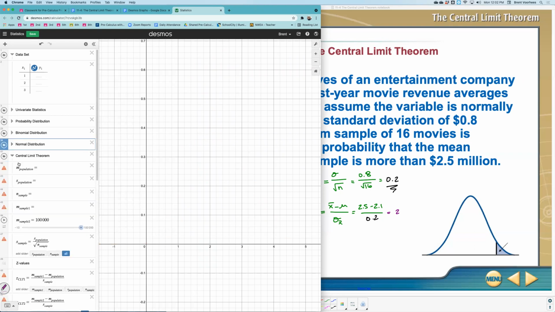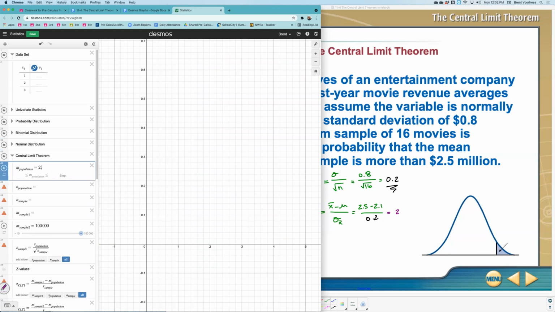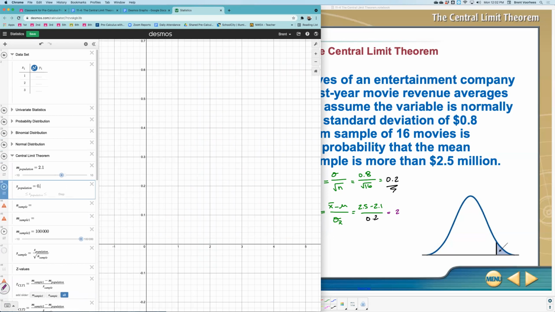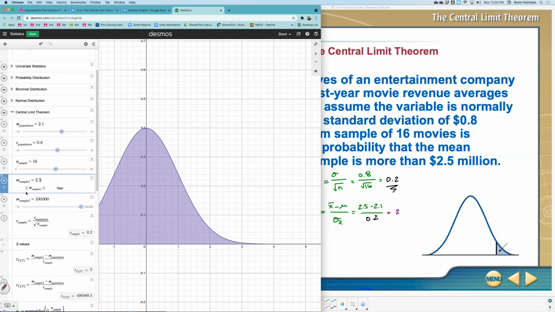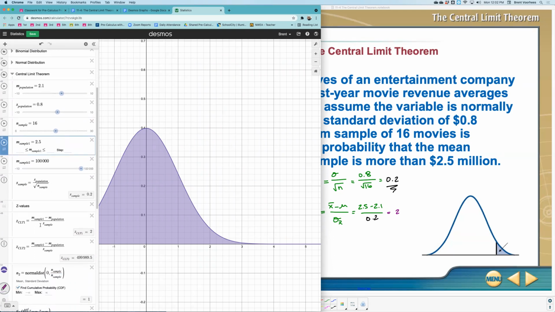Go to the central limit theorem, and I'm going to say, okay, the mean of the population, or the mean of the whole, was 2.1. My standard deviation of the whole was 0.8. The number of samples is 16. The mean of the sample was 2.5. All right, and I am going to now come over here. And so this is the standard deviation of the sample, which is 0.2, the same thing we got. And so the z values, here it is, the first one for the central limit theorem.